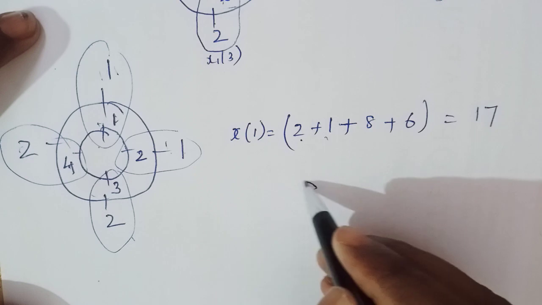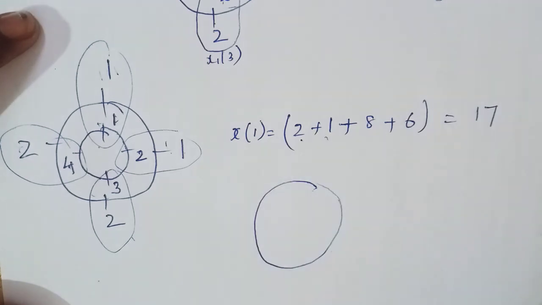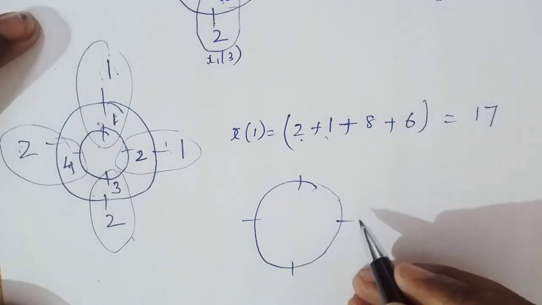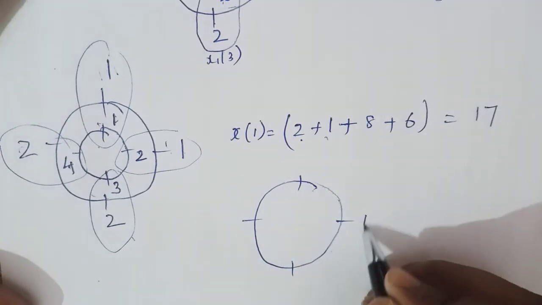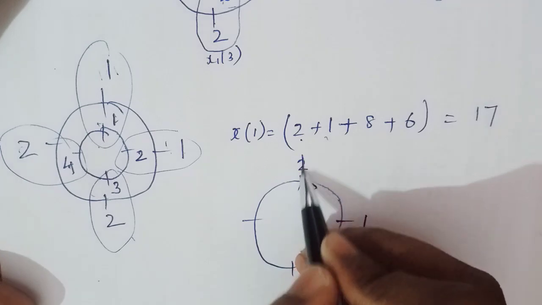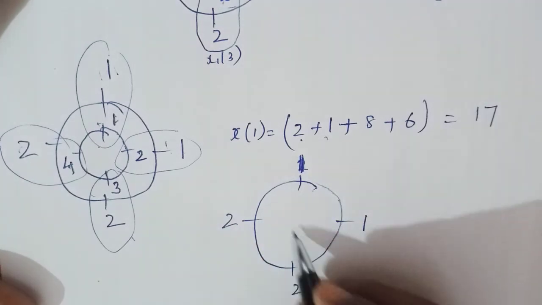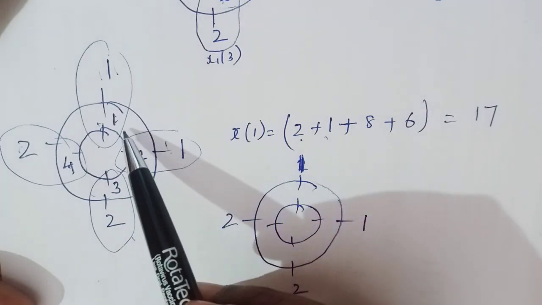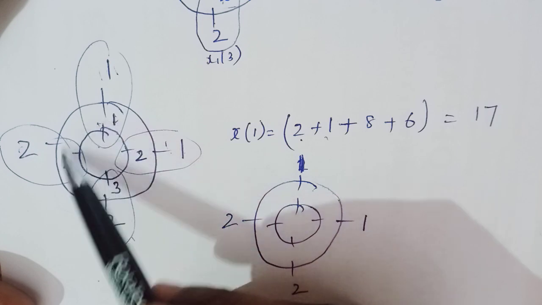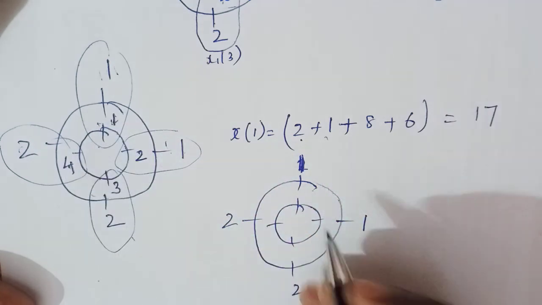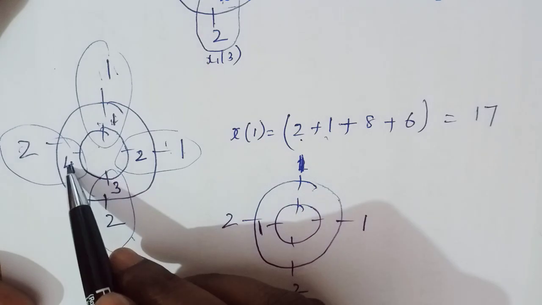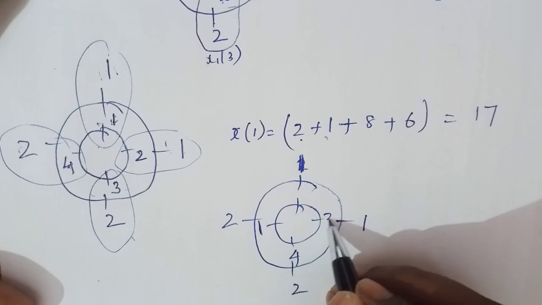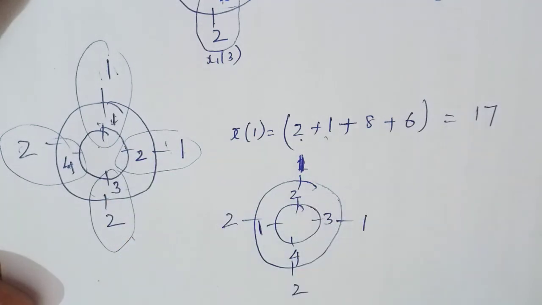So first let me draw the outer circle. The values in the outer circle are going to be constant: 1, 1, 2, 2. The inner circle again has 4 elements, and it's going to have an anti-clockwise shift. So here you have the 1. This 1 is going to come here, and we have 4 here. This is going to come here. It's going to become 4, and this 3 is going to get shifted here. Again, this 2 is going to get shifted here, right?